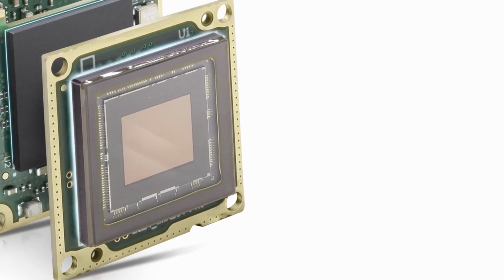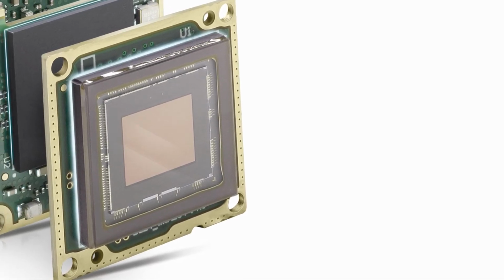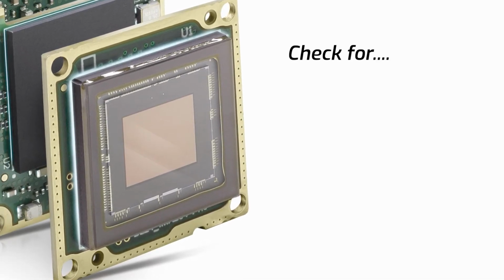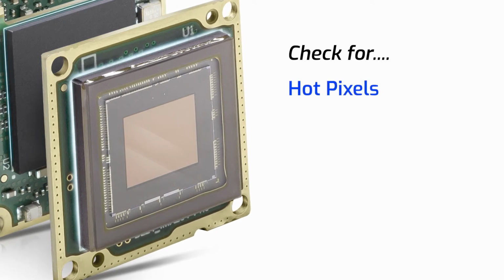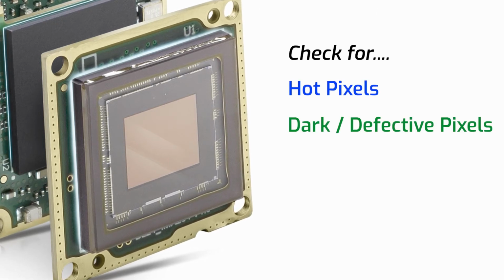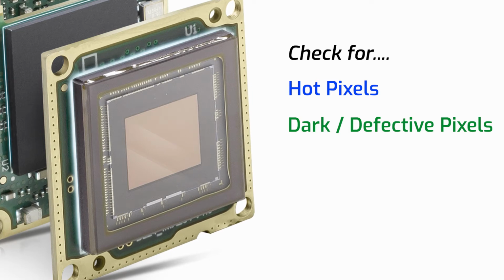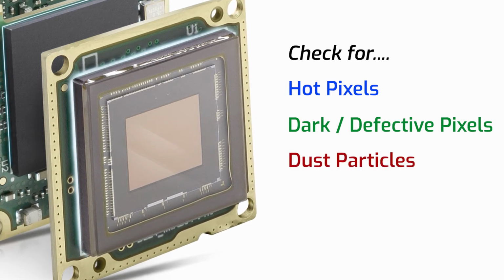Second thing that's important is making sure the camera goes through proper sensor clarity tests after manufacturing. For all of our cameras, we do robust testing to check for hot pixels and darker defective pixels at various camera temperatures, as well as dust particle inspection on both sensor and camera glass.